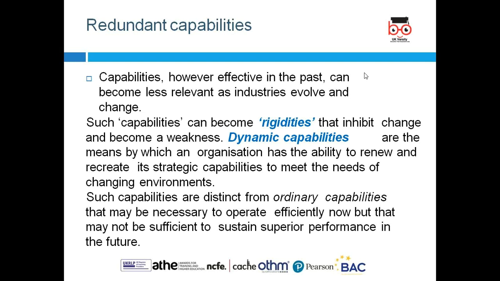Redundant capability: nothing stays the same, capabilities become redundant. A capability, however effective in the past, can become less relevant as industries evolve because of changes. If you were very successful, but people don't want to learn IT, don't want to innovate themselves, and don't want to change, then change is inhibited. So we need to change ourselves.